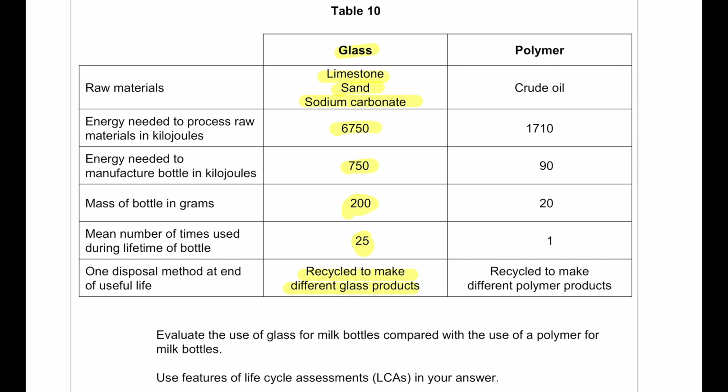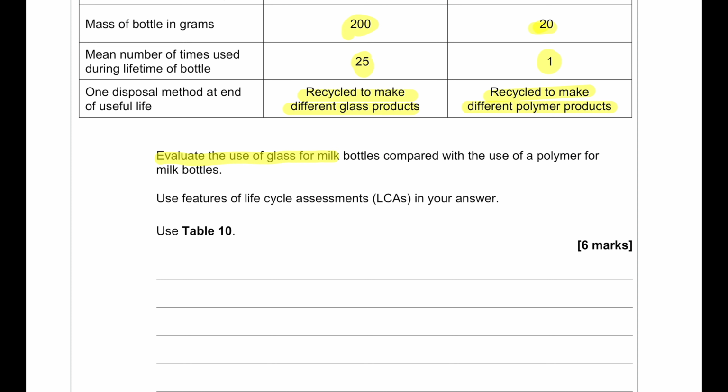In the case of the polymer, we use crude oil. We use 1710 in material energy and 90 in making the bottle. Sorry, the mass of the bottle is 20 grams. We can use the bottle only one time, then recycle it to make different polymer products. We can do that. Evaluate the use of glass for milk bottles compared to the use of polymer for milk bottles. Use features of life cycle assessment in your answer.